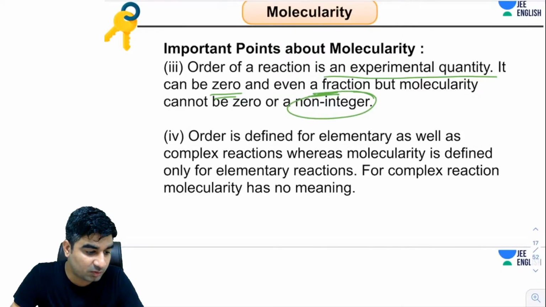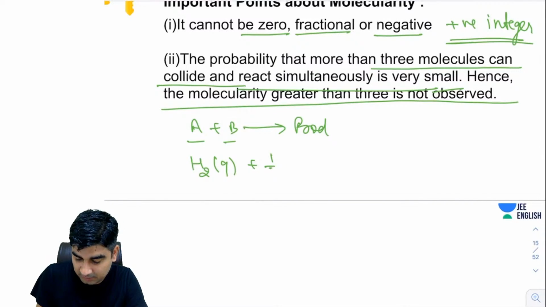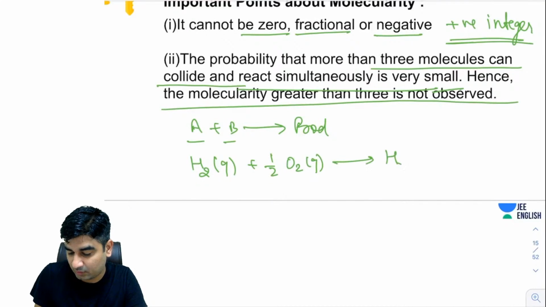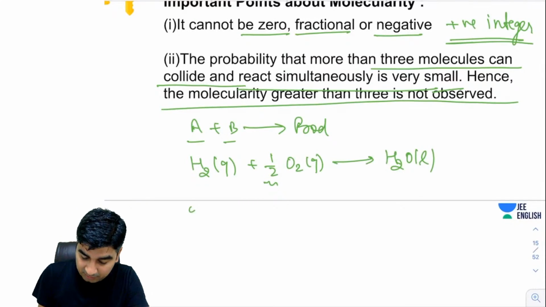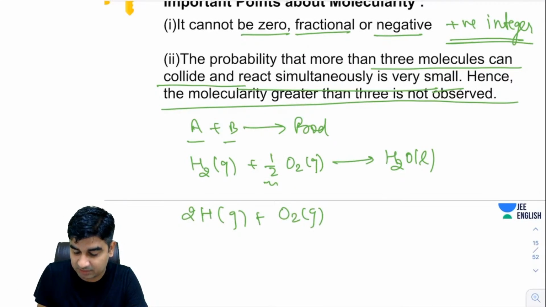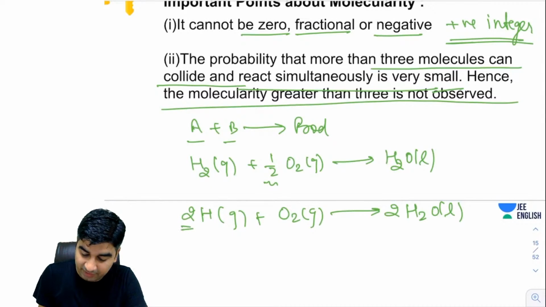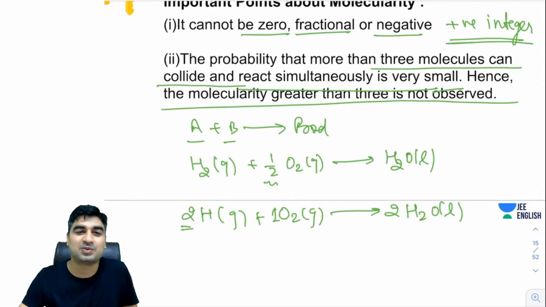And I told you, what about half O2? No, we will never write half O2. If we are determining molecularity, suppose you are writing H2 gas plus half O2 gas giving H2O liquid, I will never write this way. When we are talking about molecularity, you have to write it in pure integral form. Never write that way. In mole concept you can do that.